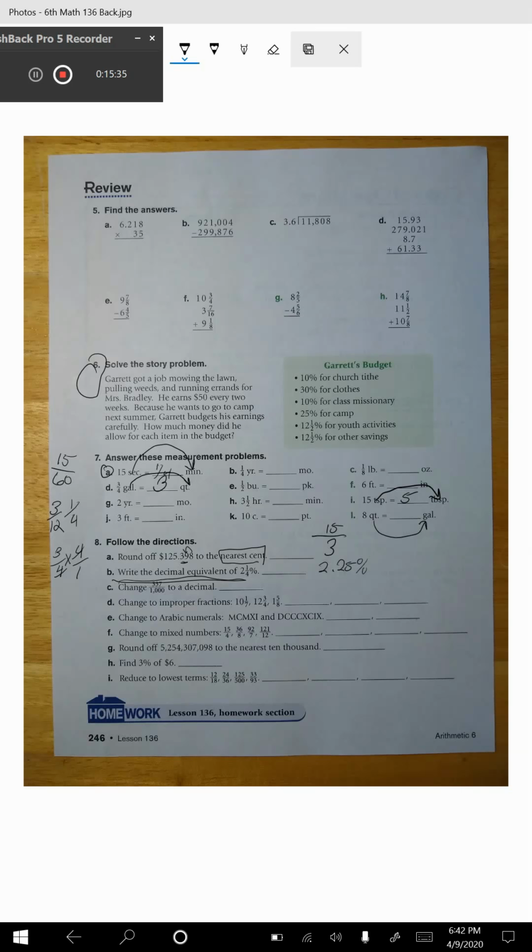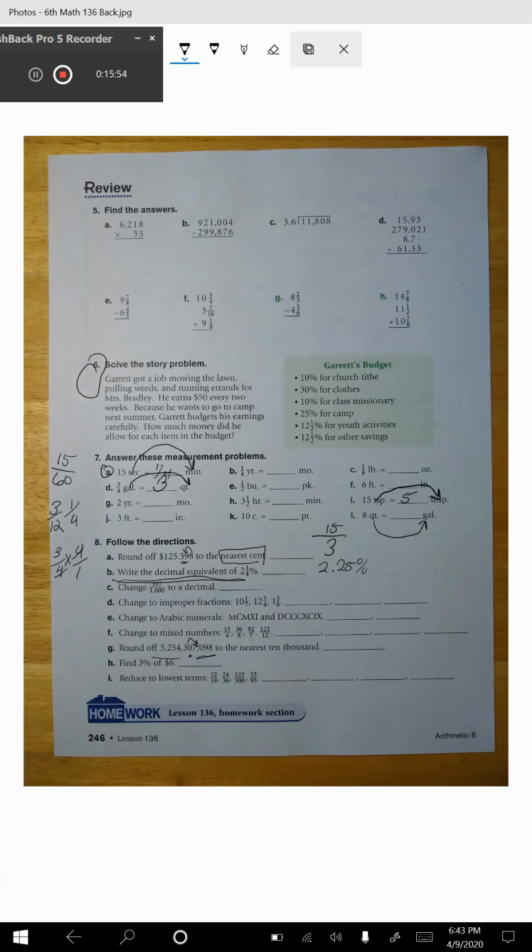Round off to the nearest 10,000. 0 is in the 10,000. Okay, so everything after that, you'll have to look at the number after the 0 to see what you do with it. Everything after it will be zeros, and then all these will stay the same.